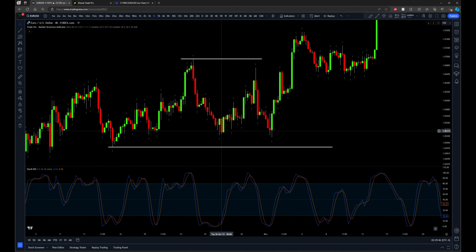Get a really nice pullback here. Full reset. Hidden bullish divergence. This is a good deep pullback. For me, that's a good risk to reward ratio. So let's say we went down. Look at this. We start getting swing failures.